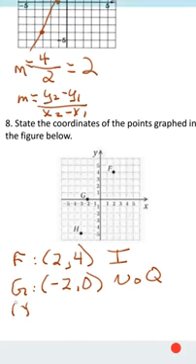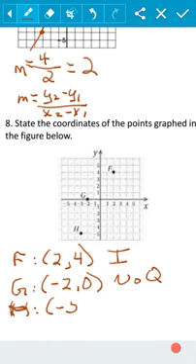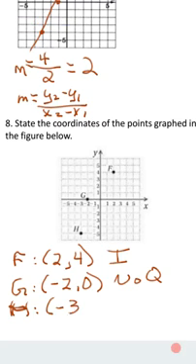And H, x equals negative 3, and y equals negative 5. And it is in the 3rd quadrant.